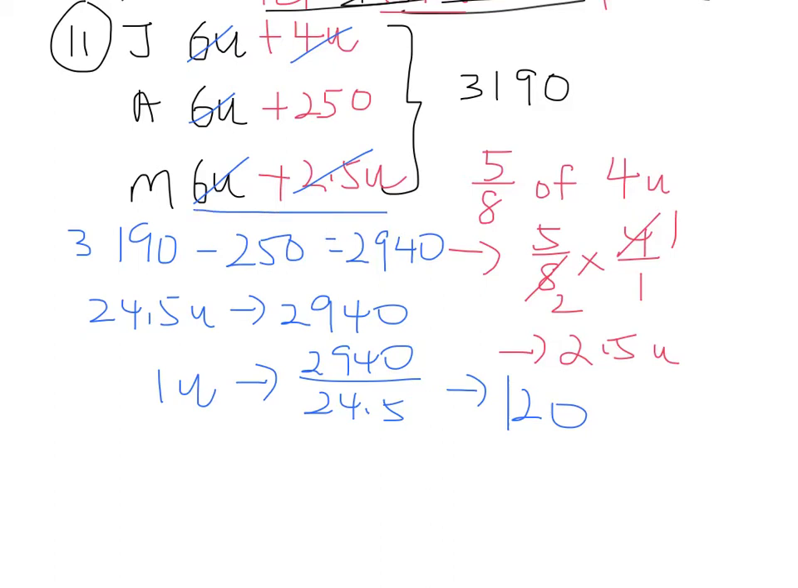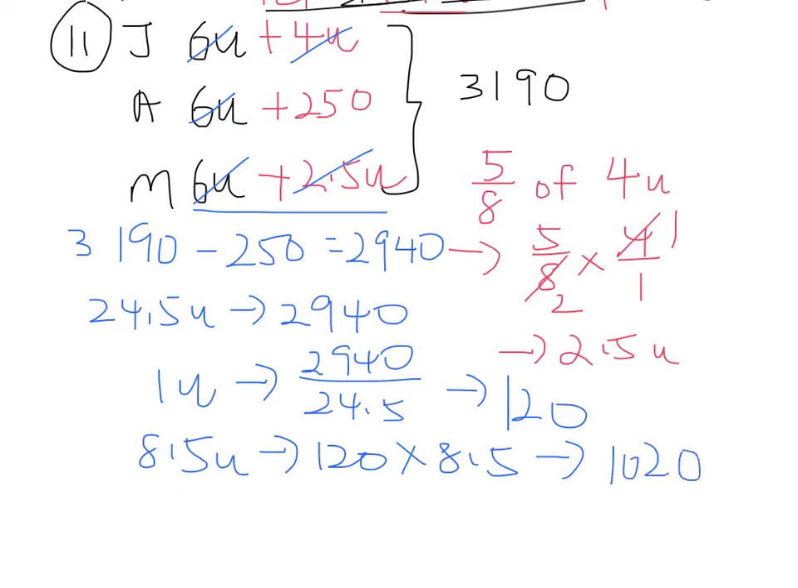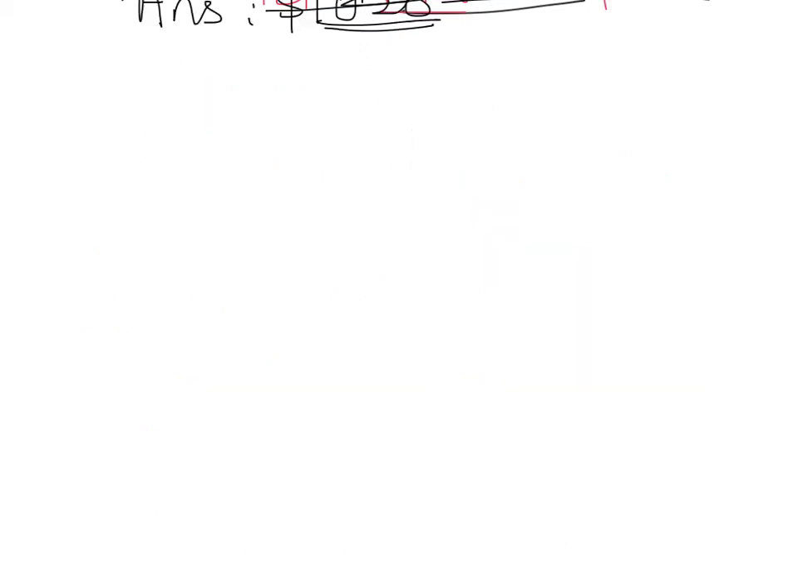So how much money did Mary have at first? Mary altogether has 8.5 units. So 120 times 8.5, answer is 1020. And my final answer for question 11 is $1,020. Okay, we move on to question 12.